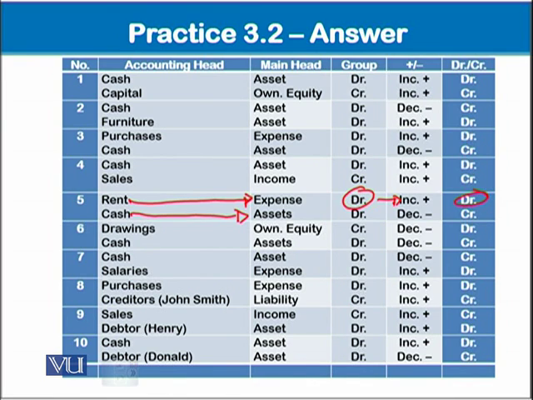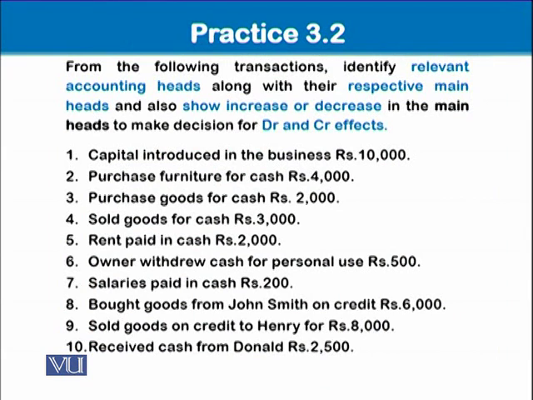Cash is asset, asset is debit group. We are making payment in cash for this rent. So it is decreasing our assets. So assets, debit group decrease, credit. Well, next is owner withdrew cash for personal use.